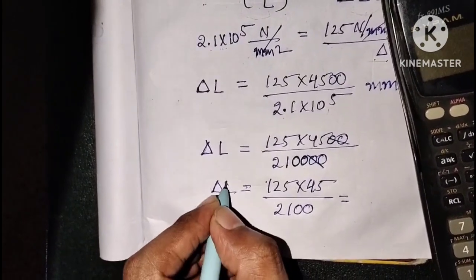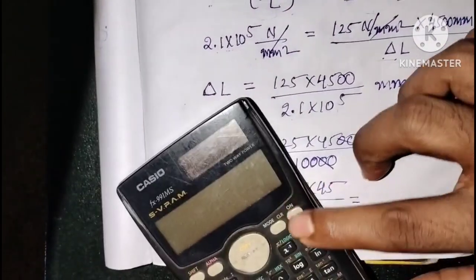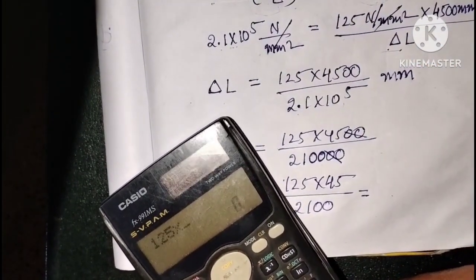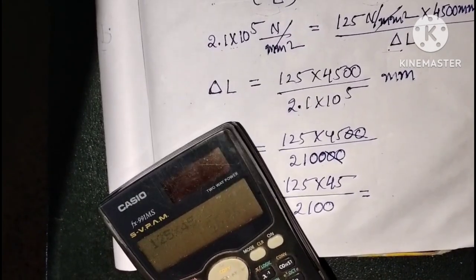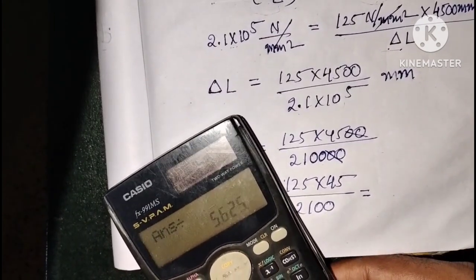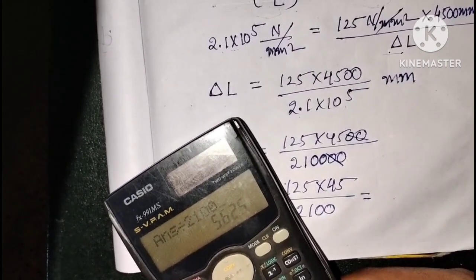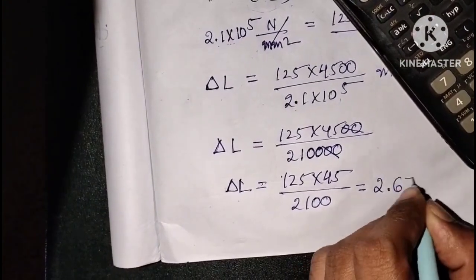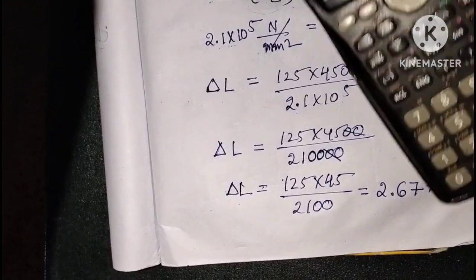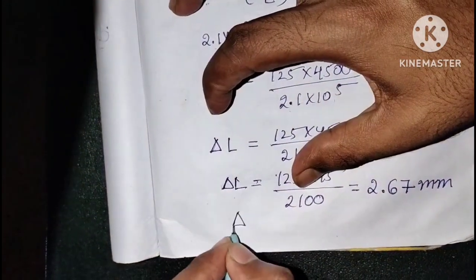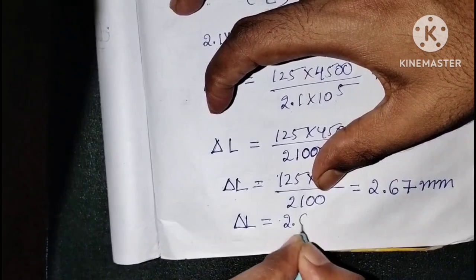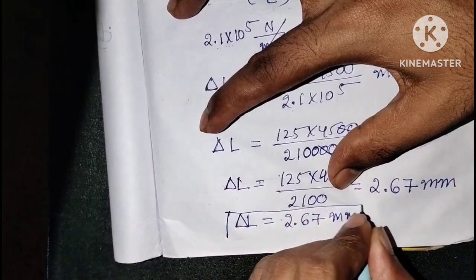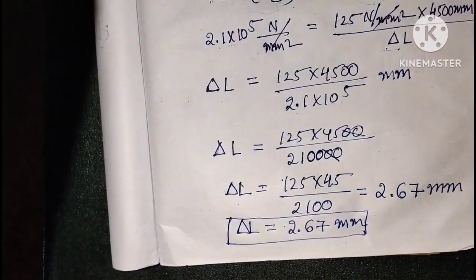We will get the change in length if we solve this. 125 into 45, so the answer is 5625. 5625 divided by 2100. So the change in length is 2.67 mm. Okay, so the change in length, or extension of the wire, is 2.67 mm. Delta L is equal to 2.67 mm. So this is the final answer.